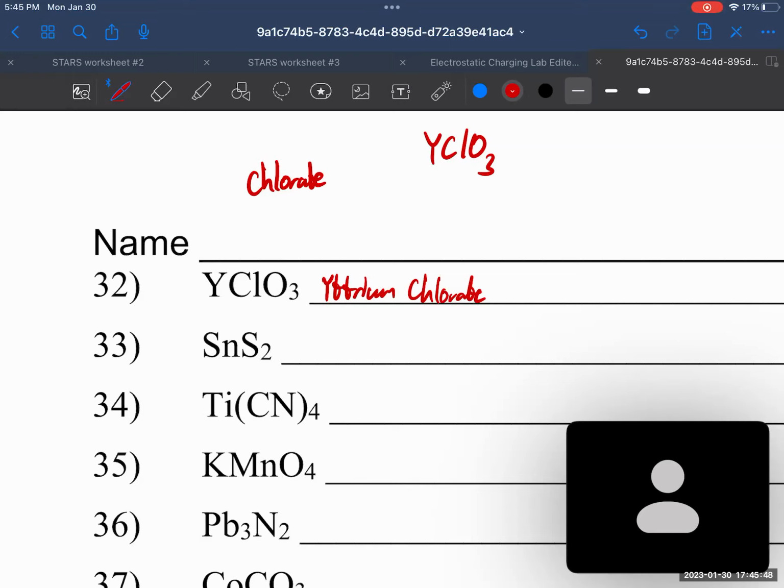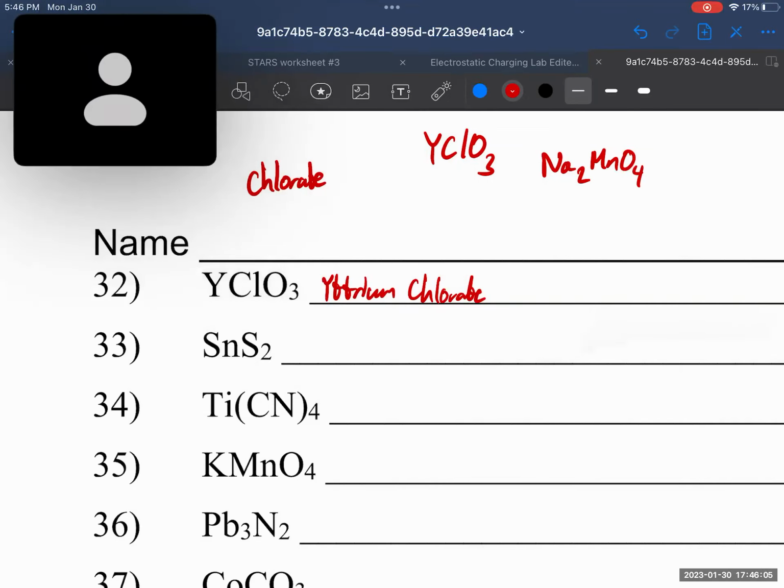I'm gonna make up a problem right now. So what if you had a problem like Na2, sodium 2, and then MnO4? All right, Na2MnO4. So this right would be sodium, because Na is sodium, and then this would be manganate, right? That's how you name it?